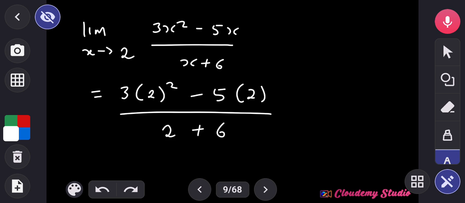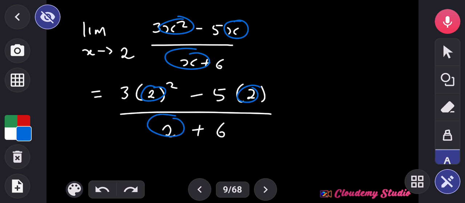Why is it 6? The reason is because the limit of any constant number equals that constant number. You understand? So we see x here, we replace it with 2. We see x here, we replace it with 2. That is how it works. So let us calculate now.